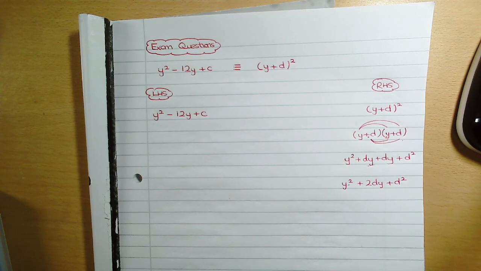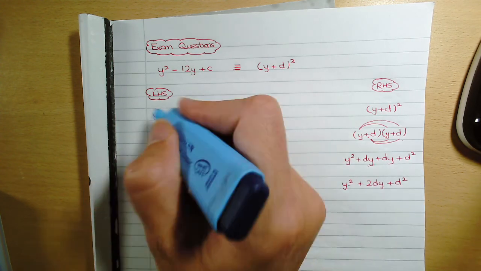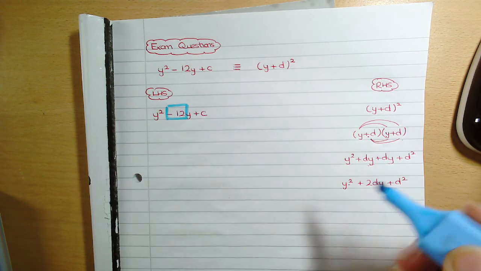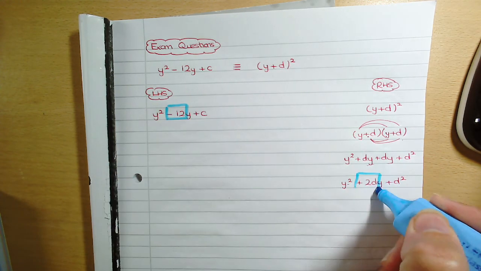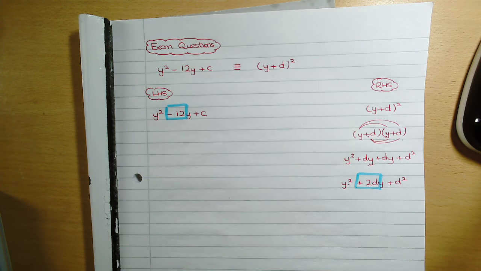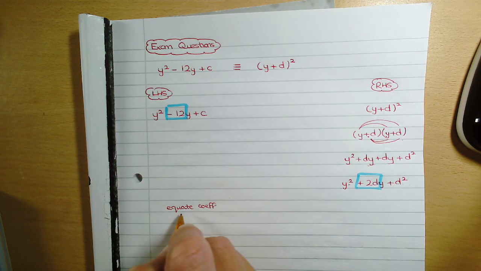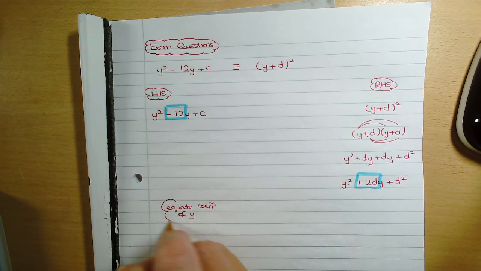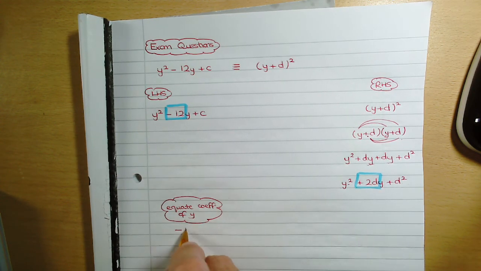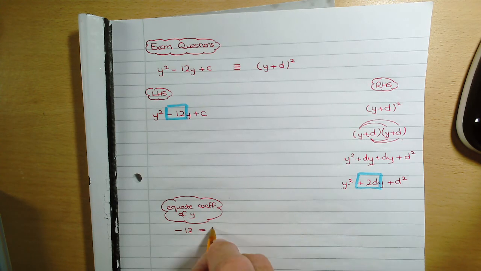So we're going to equate coefficients of y, and that's going to help us to get d. So equate coefficients of y. So we get negative 12 is equal to positive 2d. Divide both sides by the coefficient of d, which is 2 or positive 2. You get minus 12 over 2 equals 2d over 2.